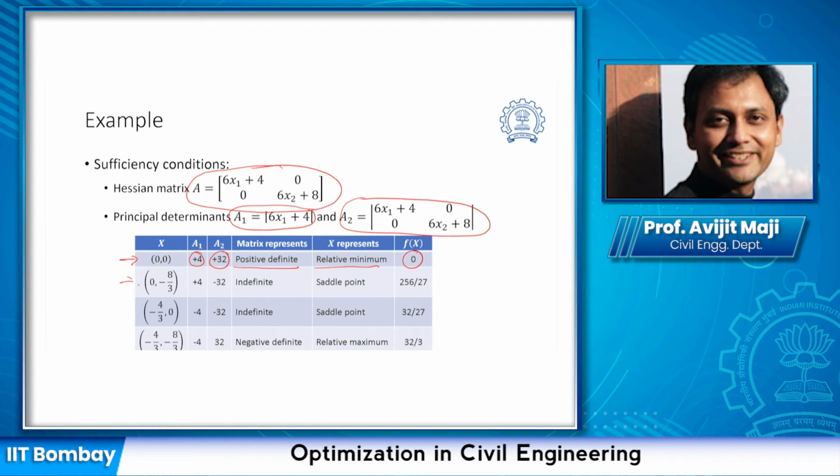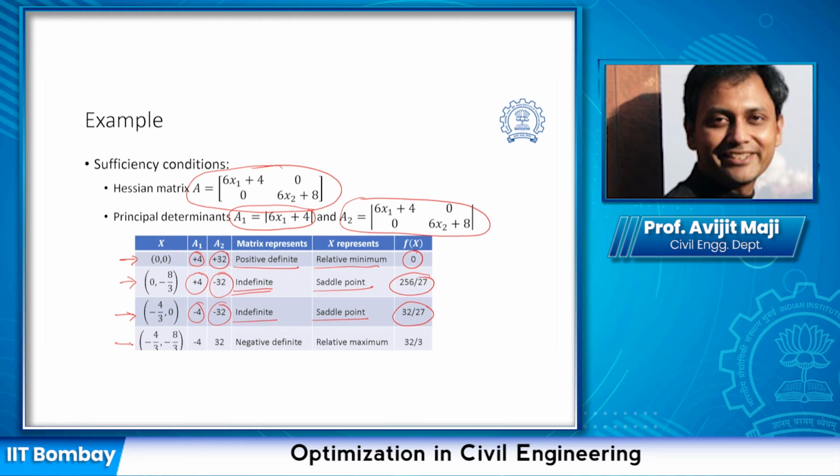The second point, which is 0, negative 8 by 3, we'll find the first principal determinant is positive 4, the second one is negative 32, and we'll see it is indefinite, which indicates that we have reached a saddle point and the function value is this. The third point is negative 4 by 3, 0. At this point, the first principal determinant is negative 4, the second one is negative 32, and this is again indefinite, indicating a saddle point with a function value of 32 by 27.